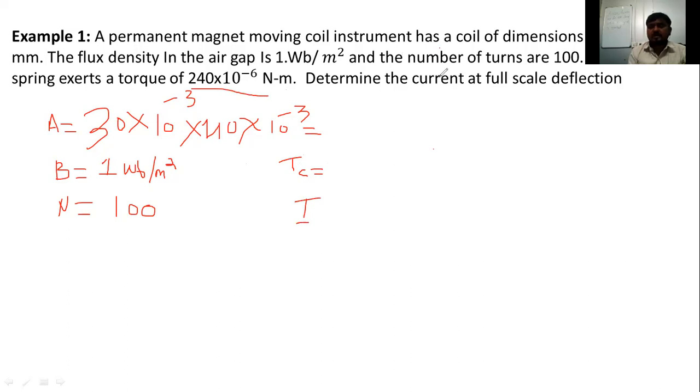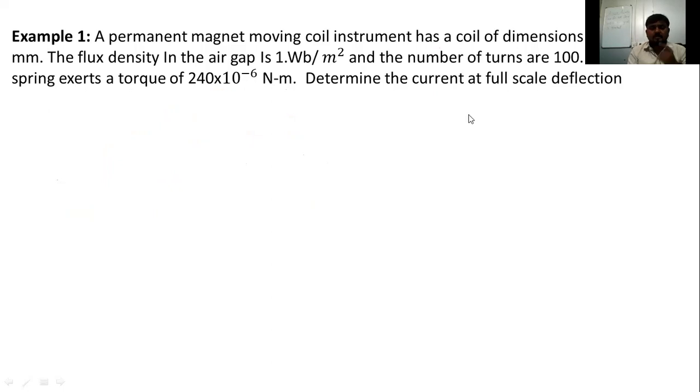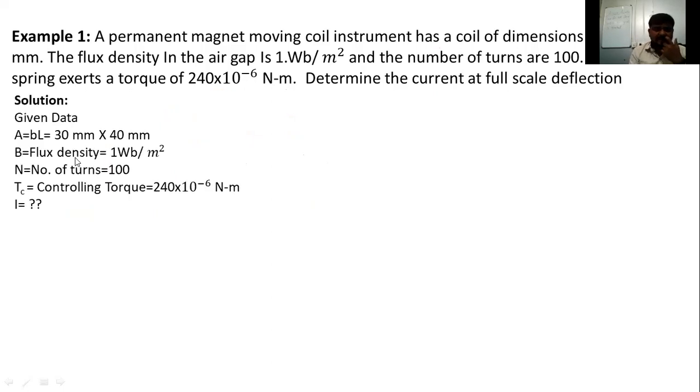I will display the given data here now. You can check it. The given data: A equal to width into length, that is 30 mm into 40 mm. B is the flux density, 1 Weber per meter square. N is the number of turns, 100. And the control spring exerts a torque, meaning the controlling torque, which is 240 into 10 to the power of -6 Newton meter. What have they asked you to identify?